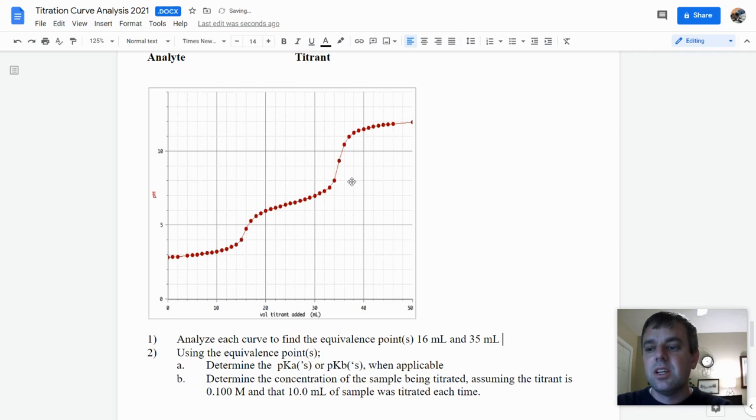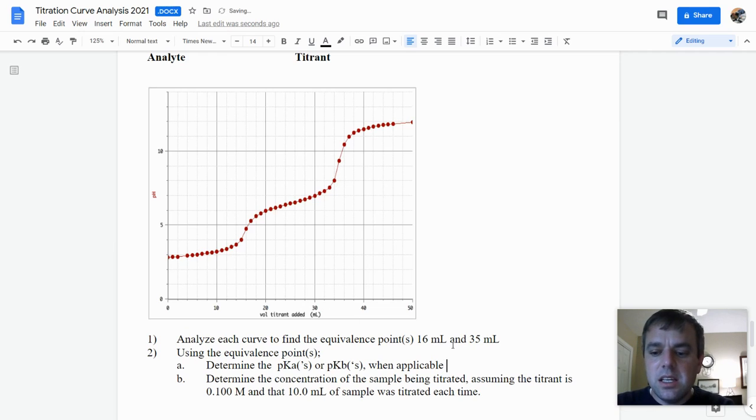35 milliliters. This is one of those cases where sometimes these things don't work out in real life how they should. There could be some errors with the measurements, or the graph could be wrong, or the pH meter could be miscalibrated. But these should have been spaced at, like, if the first one's at 16, the second one should be at 32, not at 35.